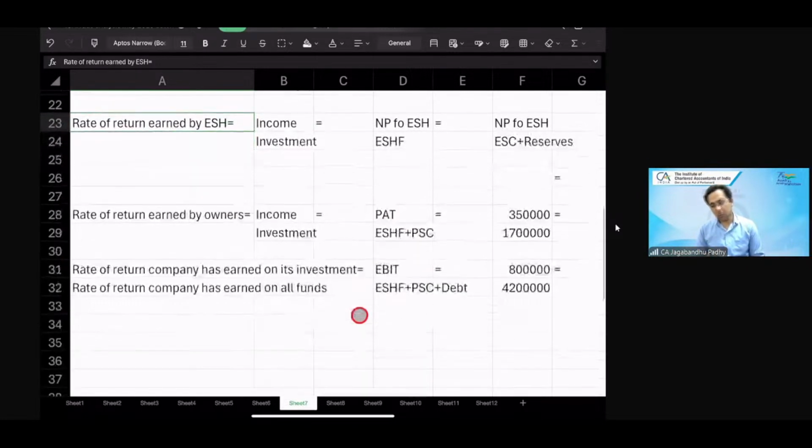And if you are talking of what's the rate of return that is earned by the company for all its investments, then it's going to be EBIT upon equity shareholders funds plus preference share capital plus debt. Okay, because this denominator indicates the total set of funds that the company has got.